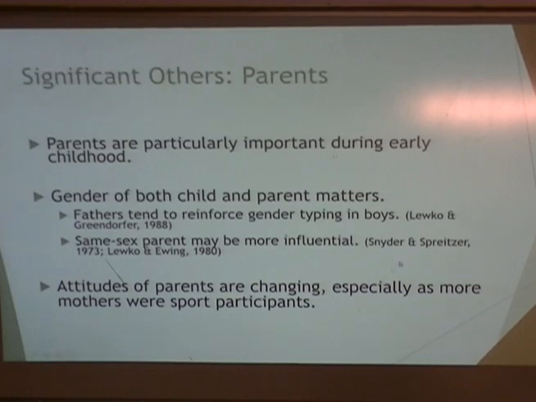All right, so we're going to pick up with significant others, which is our first box on the societal role, on Thursday, and we'll look at those significant others and the role that they can play, and we'll probably look at some environments. All right?